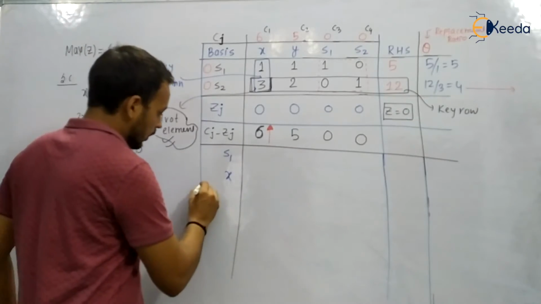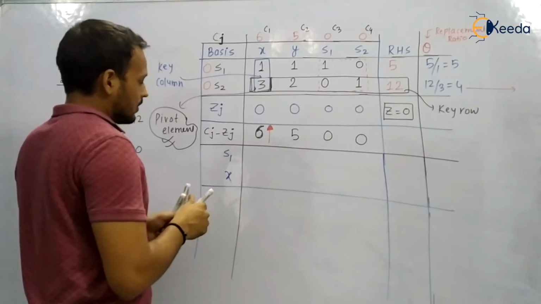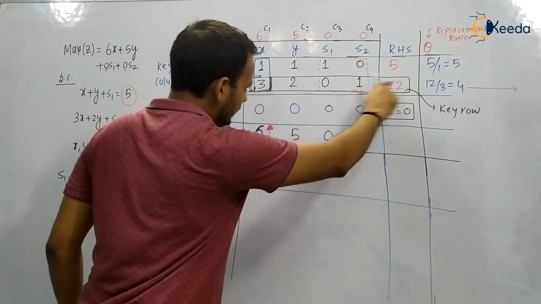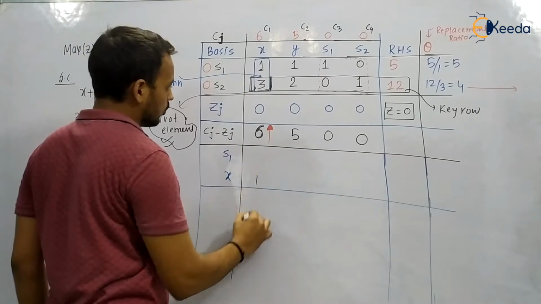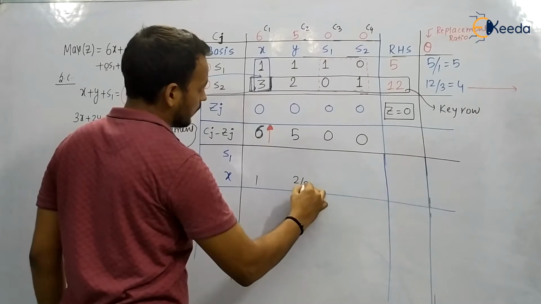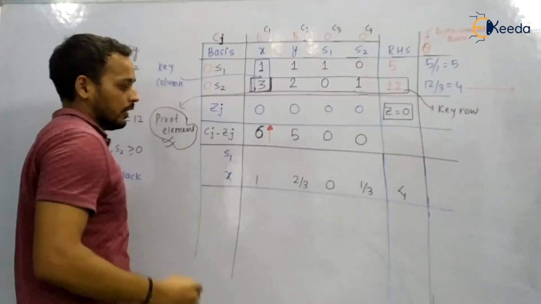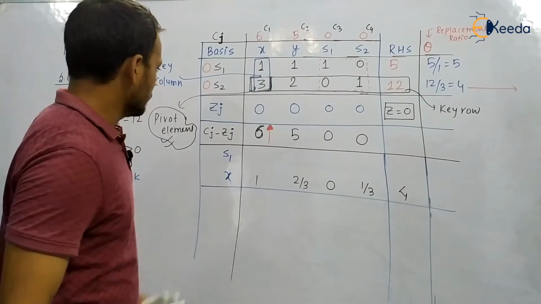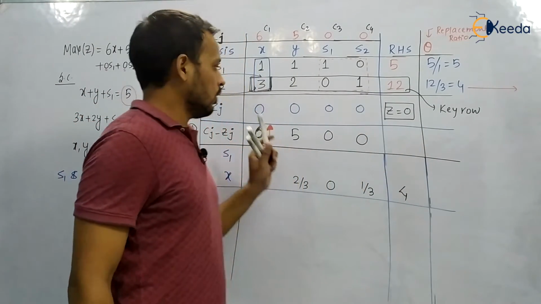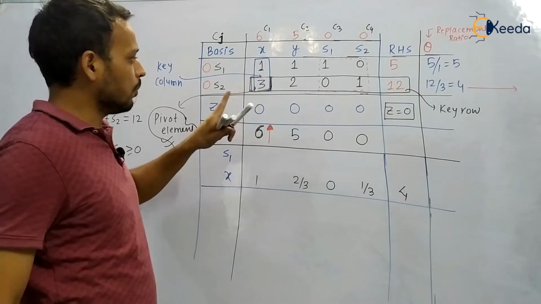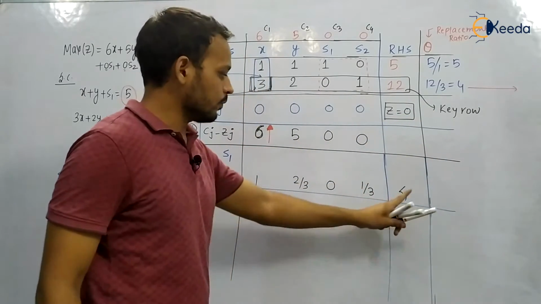So what you are going to do is just look at 3. Divide this 3 with each and every number present in the key row. So 3 by 3 you are going to get 1, 2 by 3 you get 2 by 3, 0 by 3 is 0, 1 by 3 is 1 by 3, and 12 by 3 you are going to get 4. So divide the pivot element with each and every element of the key row. So it is going to be this one.